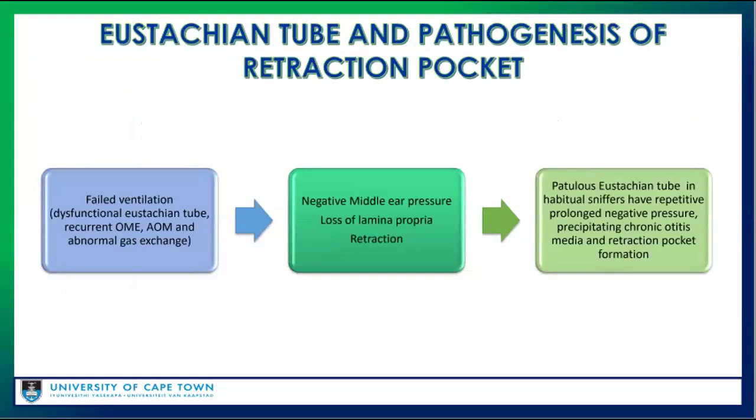Failed ventilation, either from a dysfunctional eustachian tube or recurrent OME, acute otitis media, and abnormal gas exchange, leads to a negative middle ear pressure, resulting in loss of lamina propria and retraction. It is found that in the patulous eustachian tube, habitual sniffers tend to have repetitive, prolonged negative pressure, precipitating chronic otitis media and retraction pocket formation.